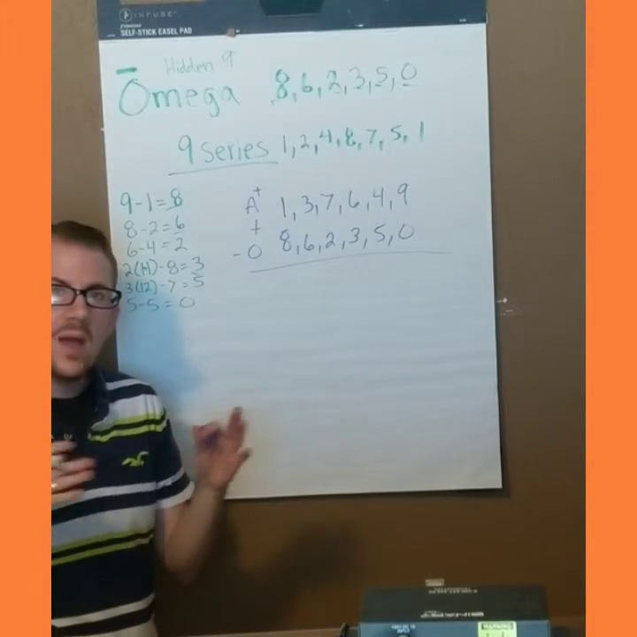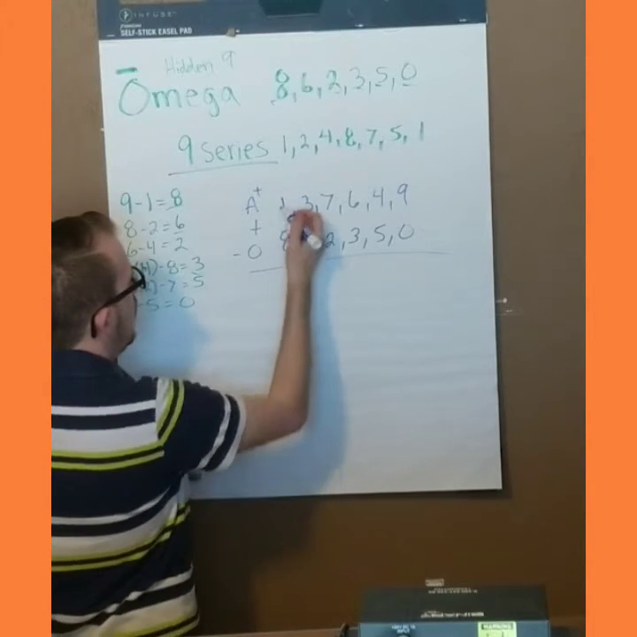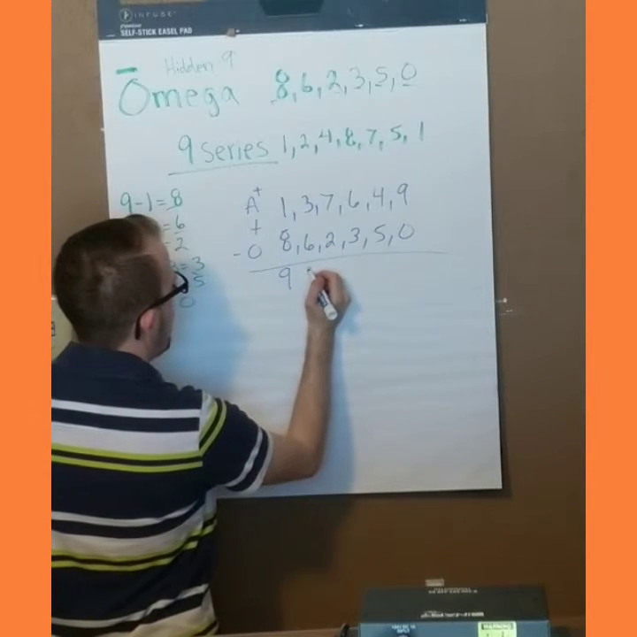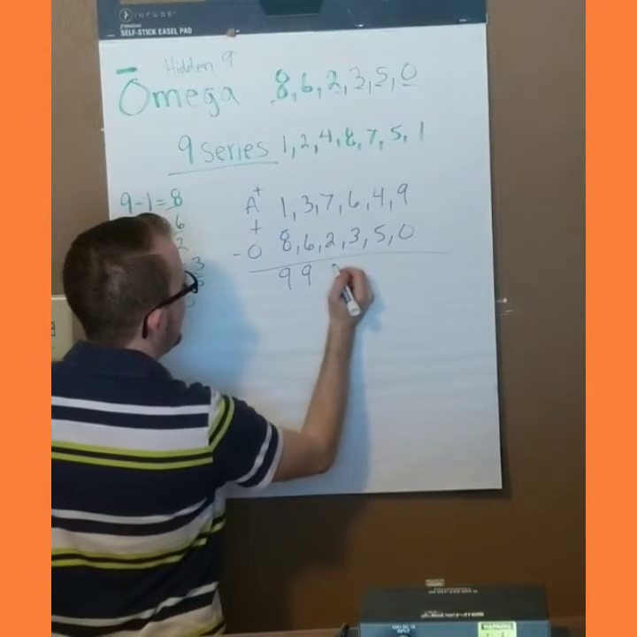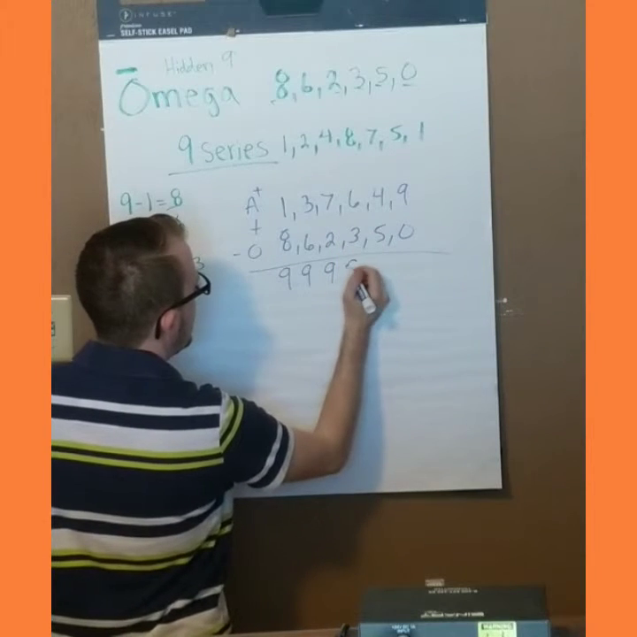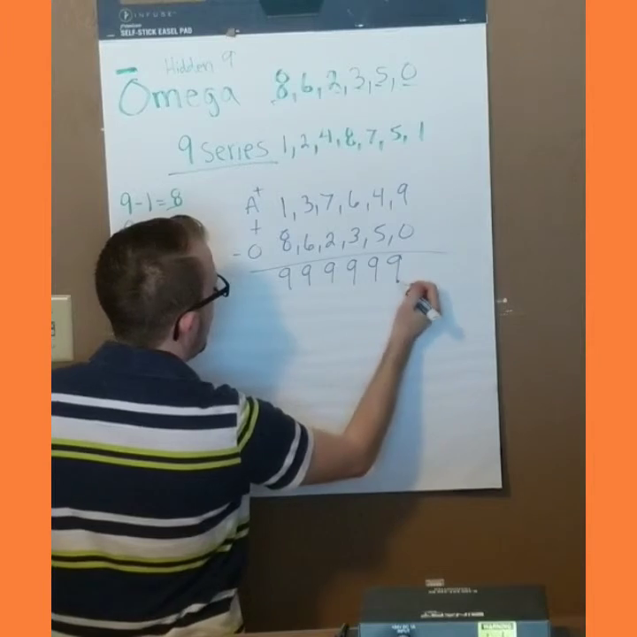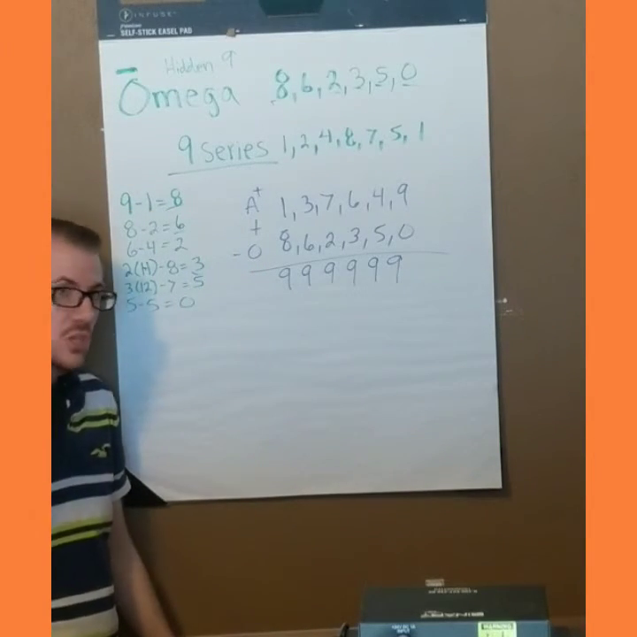Now, when you add these up, 1 and 8, 9. 3 and 6, 9. 7 and 2, 9. 6 and 3, 9. 4 and 5, 9. 9 and 0, 9. And if you're not impressed yet, just wait.